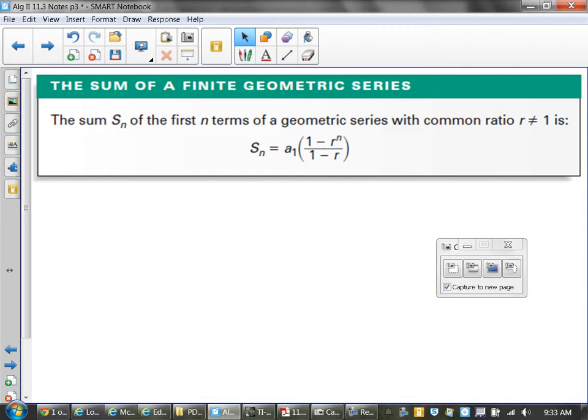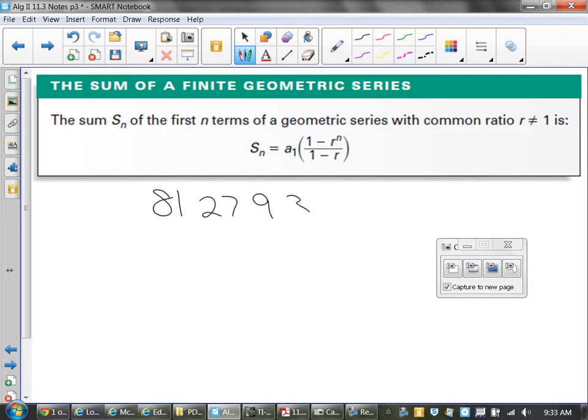So yesterday when we dealt with the, what was the one we had? It was 81, 27, 9, 3, 1. That was the sequence. The series of that would have been 81 plus 27 plus 9 plus 3 plus 1 plus dot dot dot. Okay? That's what we're talking about. Now, it wouldn't be dot dot dot because that would be an infinite one, so we'll say that it ends. That would be a geometric series.